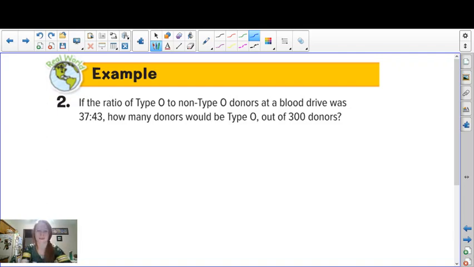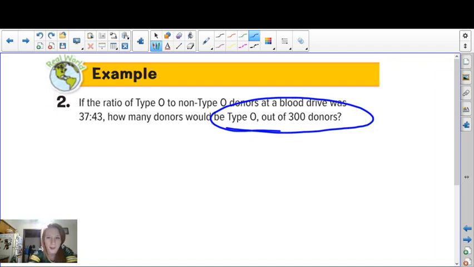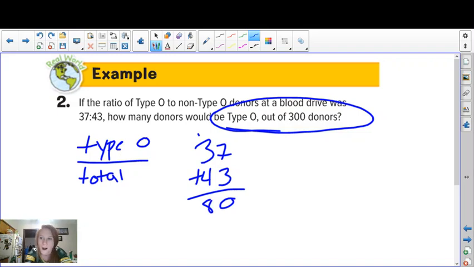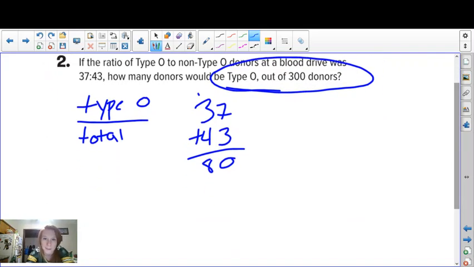Well, the biggest thing is the last part, type O out of my 300 donors. So I really want to know the type O out of my total. Now, the crazy part is my total's not told to me, but I'm told the information of type O and non-type O, which means I have type O and everyone else. I can just add them together to get the total. So I have a total of 80 people who donated blood at this blood drive.